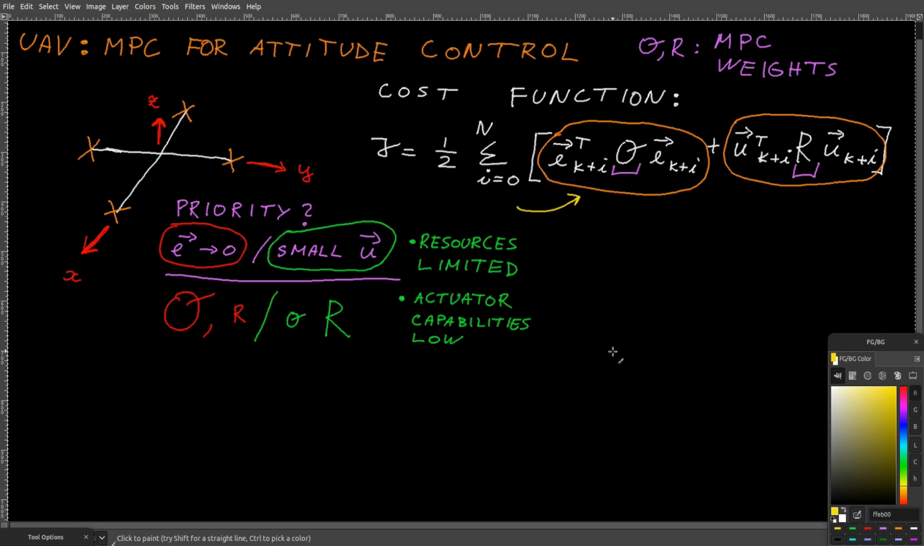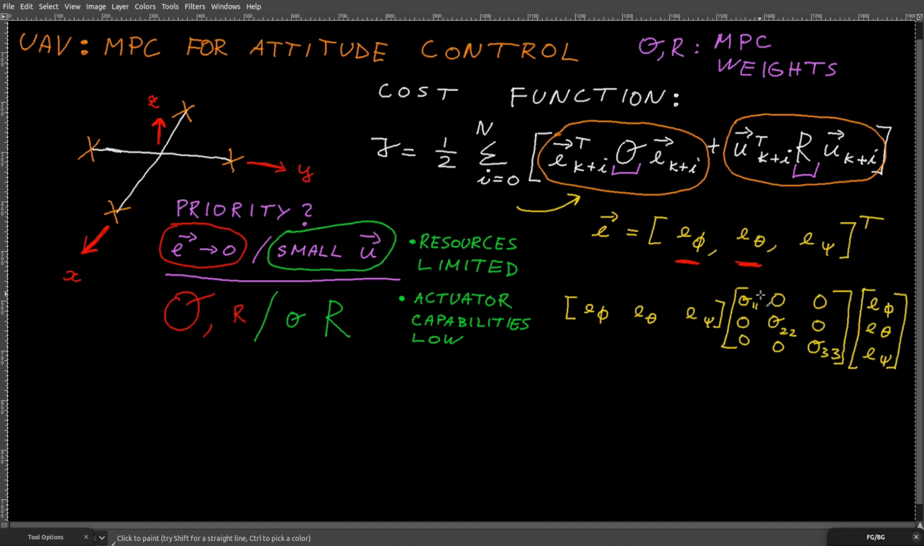If we now look only at the error term, then you have three different errors: roll, pitch, and yaw, or phi, theta, and psi respectively. You can apply the same logic to the weights here. Say that it's more important to you to reduce pitch and roll compared to yaw errors. In the diagonal Q matrix, you apply larger numbers in Q11 and Q22 and the lower one in Q33.